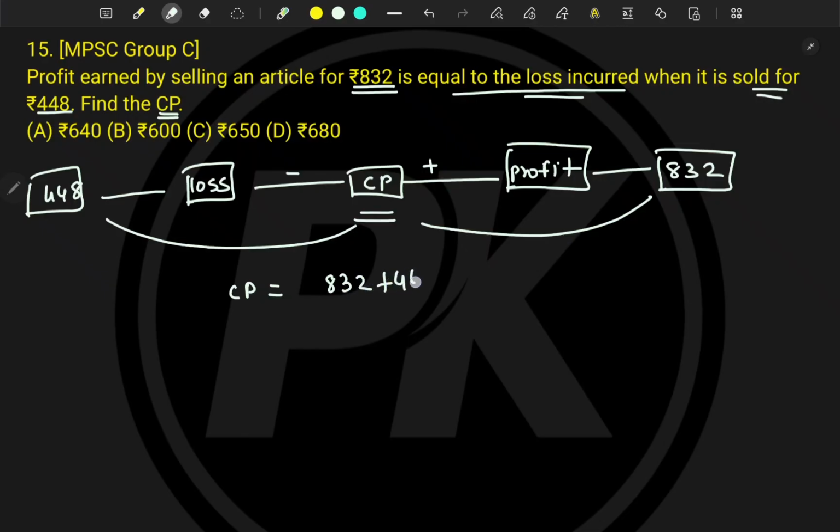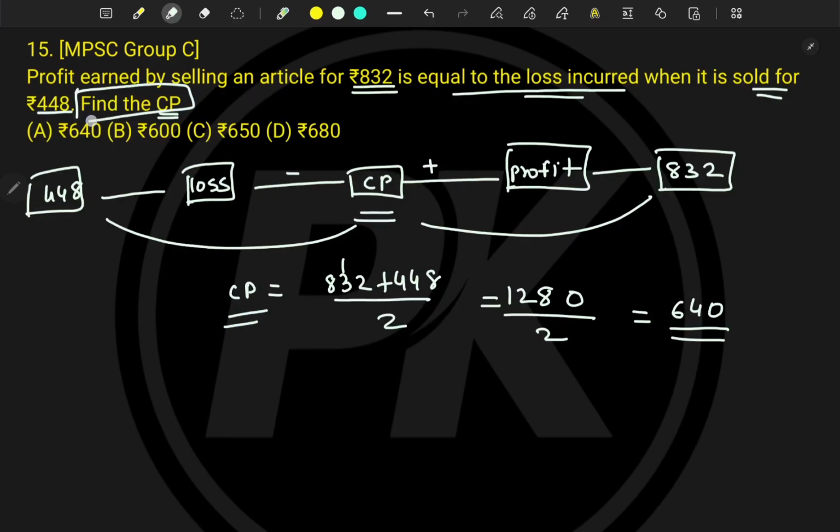832 plus 448 divided by 2. Now tell me what it will be. 8 plus 2 is 10, 4 plus 4 is 8, 8 plus 4 is 12, divided by 2, and that is equal to 640. So 640 is the cost price. What is asked? Find the cost price. And hence option A is correct.